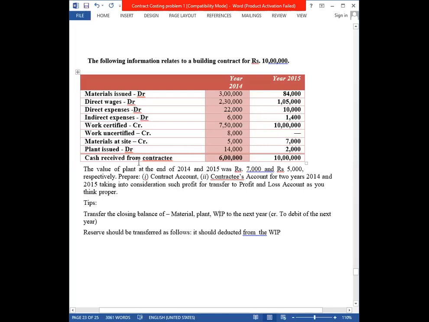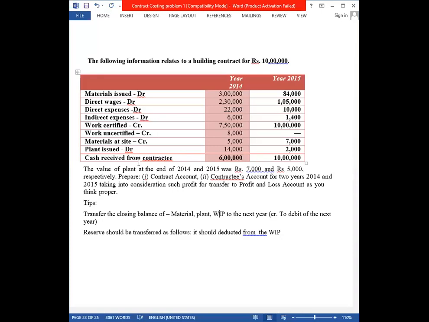P&L we are not going to show because the profit has been transferred to P&L in last year itself. So profit is over, and you will not transfer it to the P&L account. But reserve we are going to transfer. Why? Because this reserve does not belong to permanent reserve. We are not transferring it to the balance sheet, just keeping it here. This reserve will be transferred to the next year of the contract and maintained only till the contract gets completed. Once the contract is completed, we will not maintain any reserve. So last year's reserve will be transferred to this year.